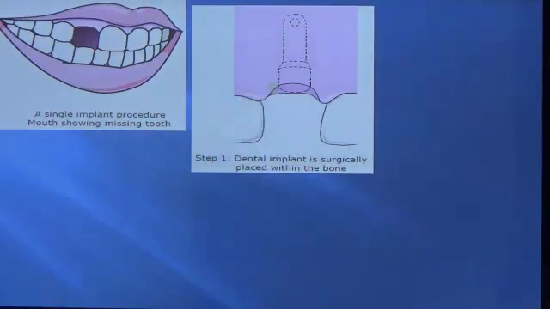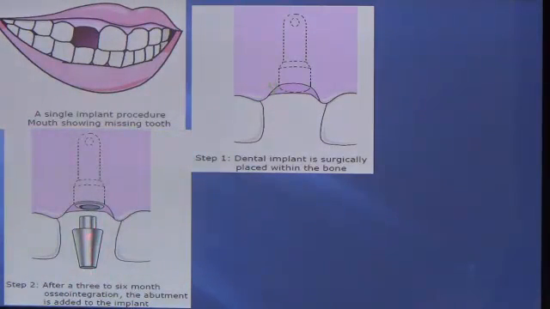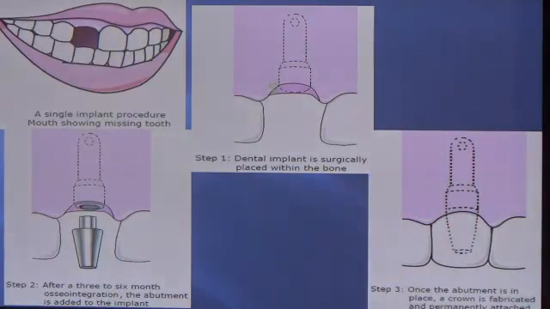Okay, so for an implant case, again, you're missing a tooth. The implant is placed by the surgeon or the general dentist. You put the abutment on top of the implant with a screw, and then you put your crown.